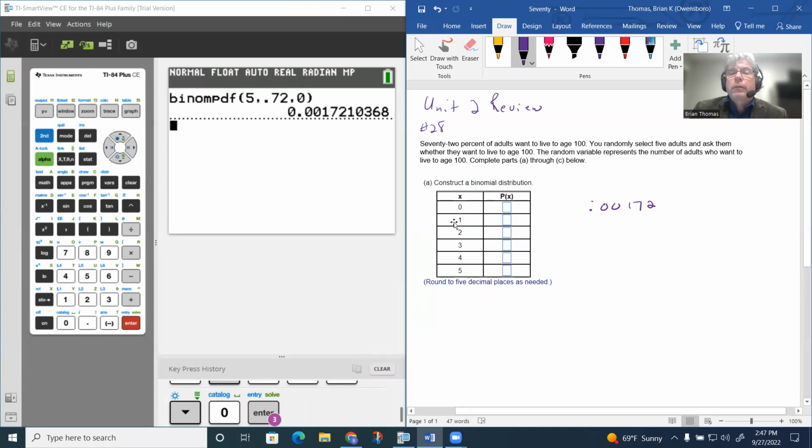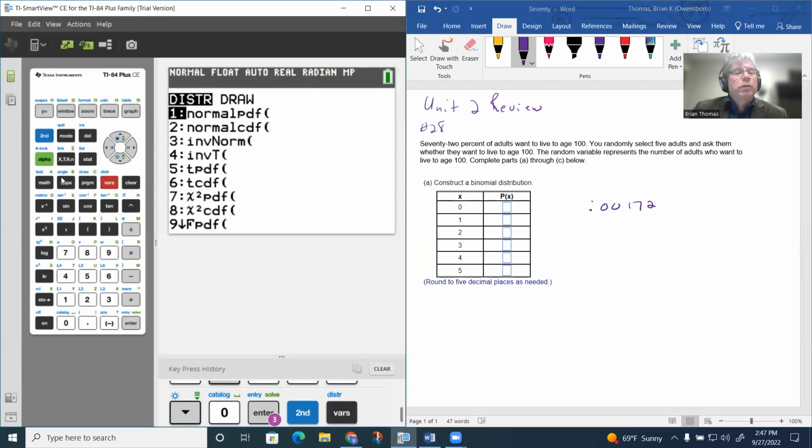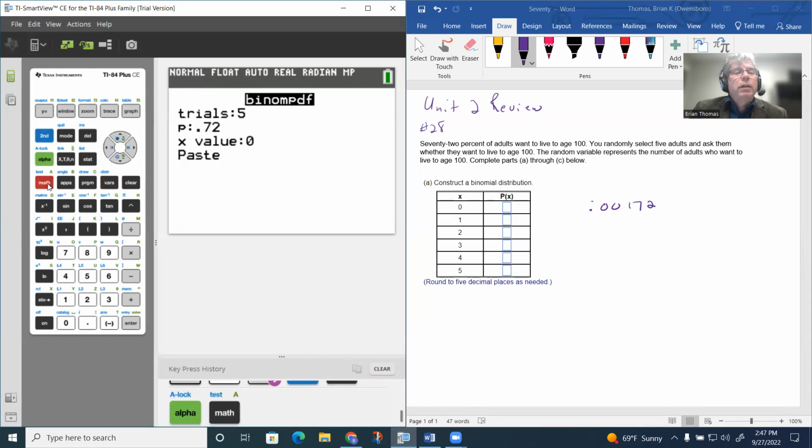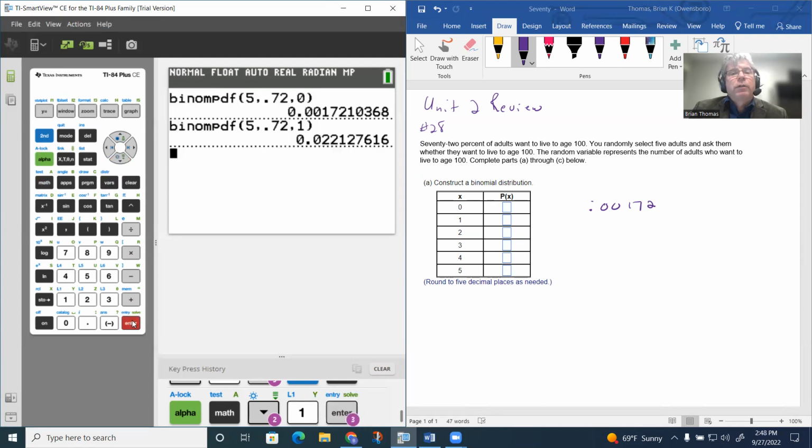So if I want to do the binomial distribution for one person, we can do second VARS for distribution. Hit the alpha button and hit A, that'll take me to the actual function. We don't have to change the 5. We don't have to change the 0.72, but the X value has to change now to a 1. Hit enter, and then hit enter again. So that gives us our percentages there. So that's going to be 0.0022. And do we keep the 1? Yeah. So we do keep the 1 there for that one.